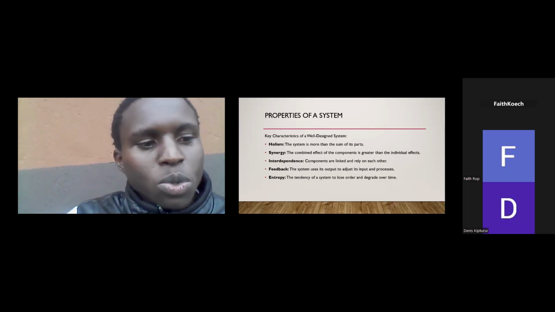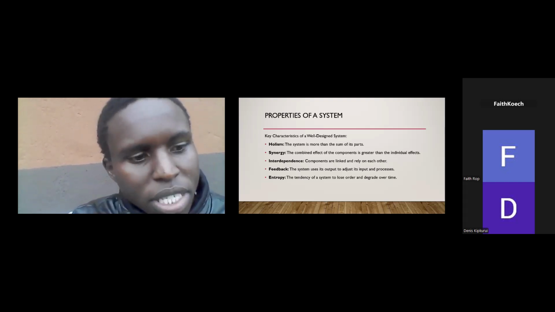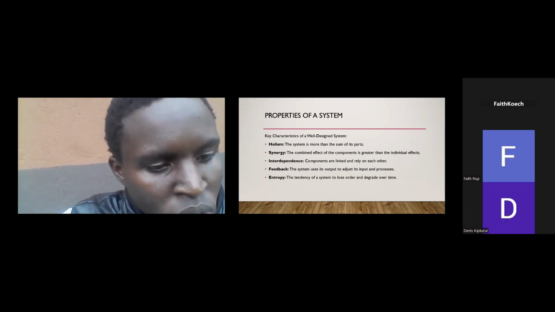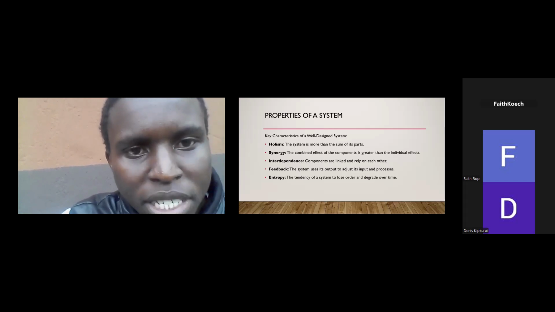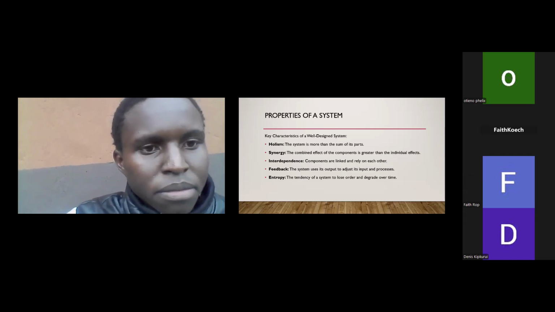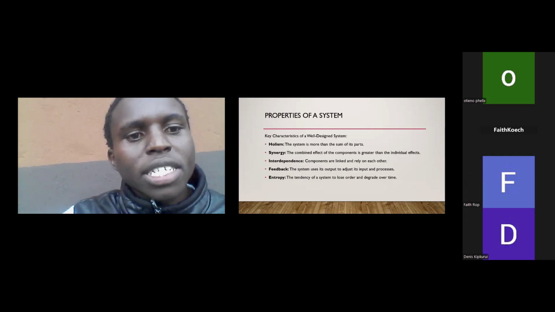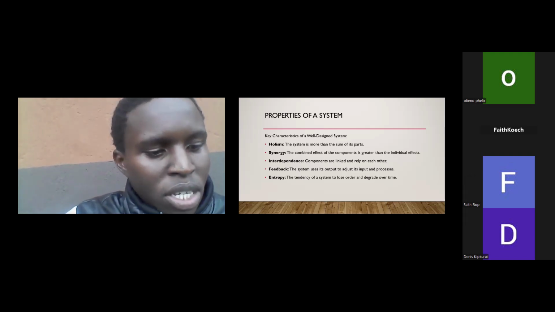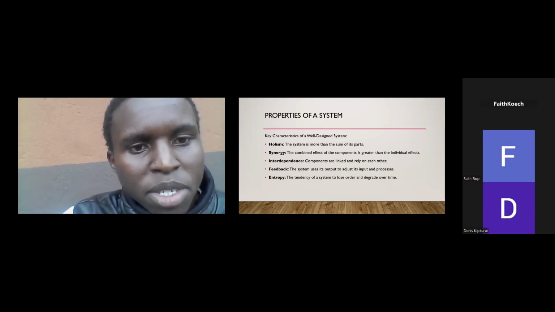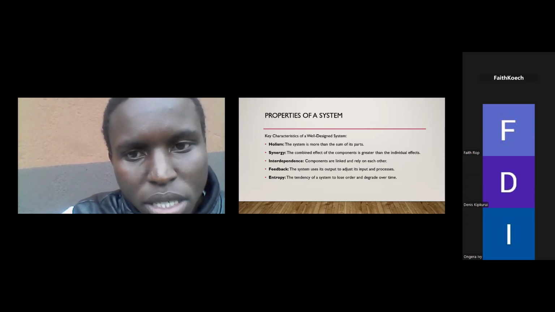Now we are going ahead to the key properties of a system. We are going to understand these properties which are crucial for system behavior. The first key characteristic of a well-designed system is holism. And what does this mean? It means that the system is more than the sum of its parts.